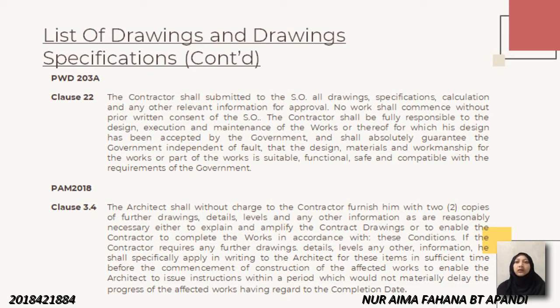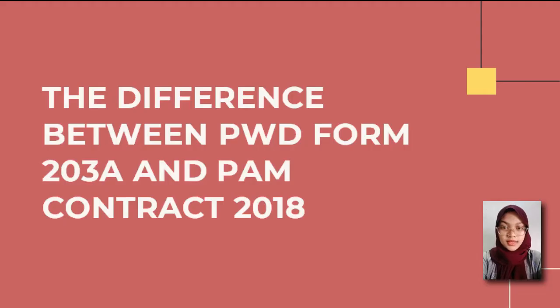If the contractor requires any further drawing, detail, level or any other information, he shall specifically apply in writing to the architect for this item in sufficient time before the commencement of construction of the affected works to enable the architect to issue instruction within a period which would not materially delay the progress of the affected works, having regard to the completion date. Next, I'm going to explain the difference between PWD Form 203A and PAM 2006.